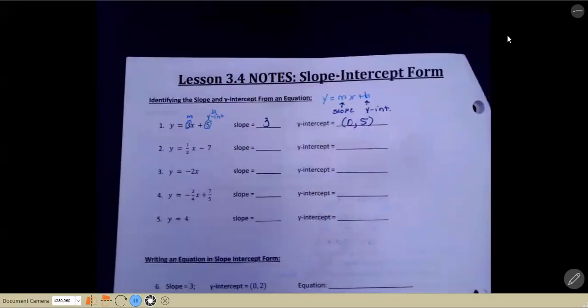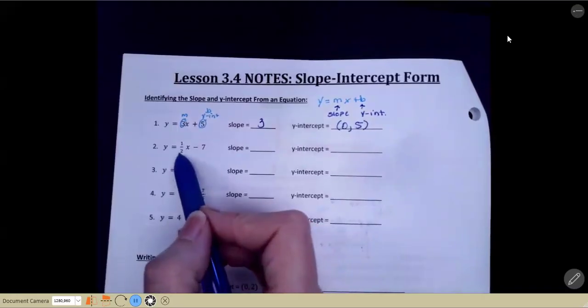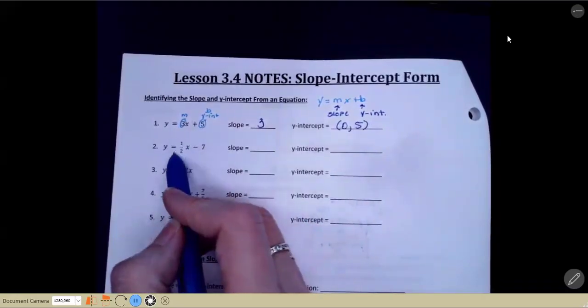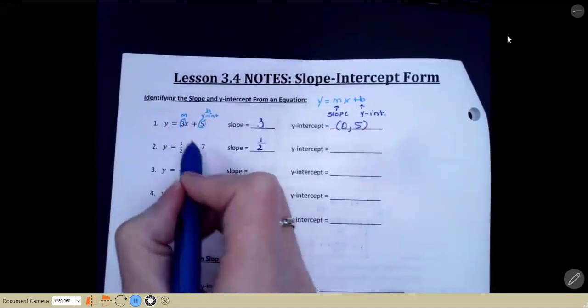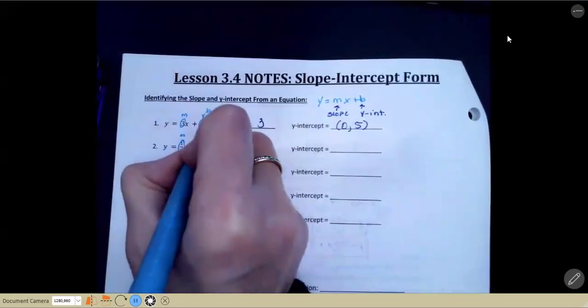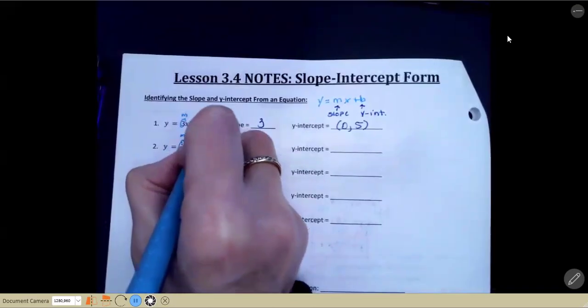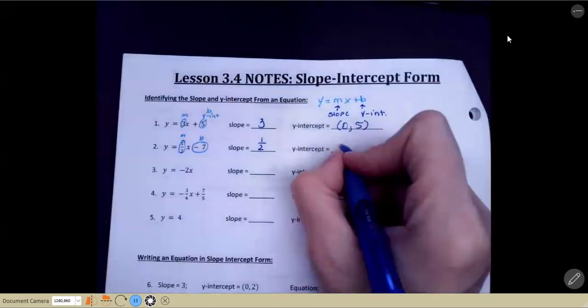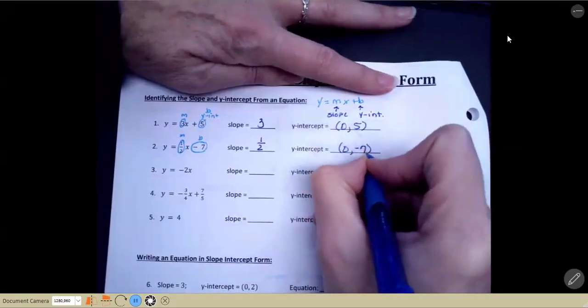Okay. All right, so this one right here, 1/2 would be our slope. And then -7 is our y-intercept. So this is our slope, m. -7, always take the sign in front of it. This is our b or our y-intercept. And we would write this as 0, -7. Okay.